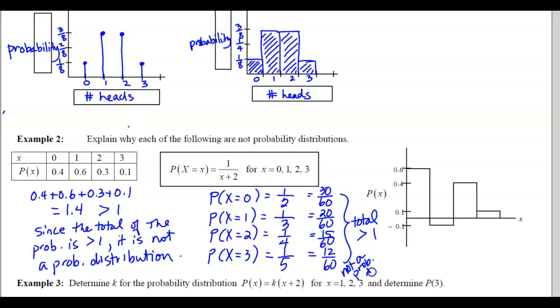And then this one is a graph. Take a look, it's got a negative probability. Can't have a negative, right? So that probability is less than 0, therefore not a probability distribution.